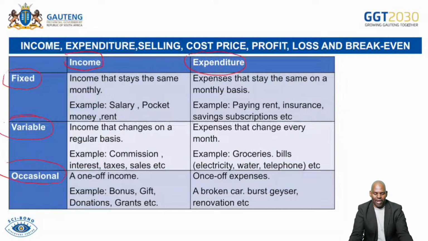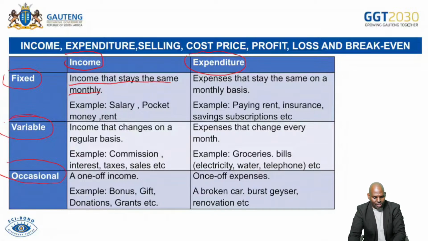And what do we mean by a fixed expenditure? What do we mean by a variable expenditure? And what do we mean by an occasional expenditure? In simple terms, when we say fixed income, it's an income that stays the same. So in other words, this person is receiving the same amount every month, or every day, every week, or every fortnight. That will be regarded as fixed income.